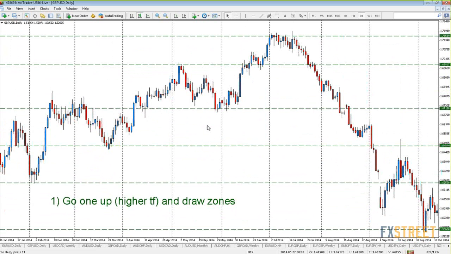Would you adjust the zones on the daily time frame after? Yeah, you can definitely do that, trend trader. That's actually a good point.